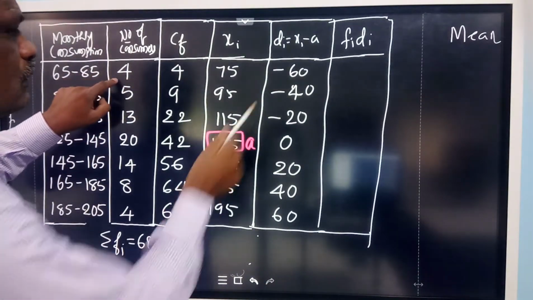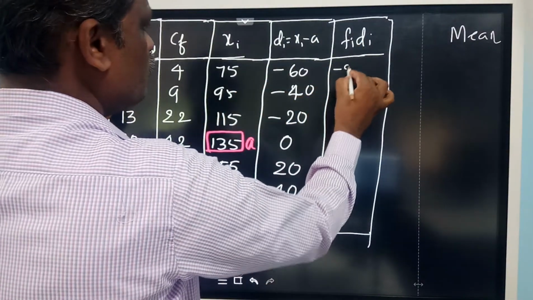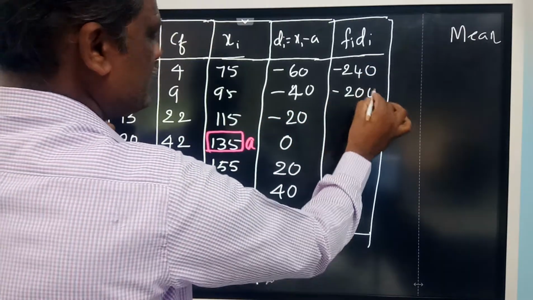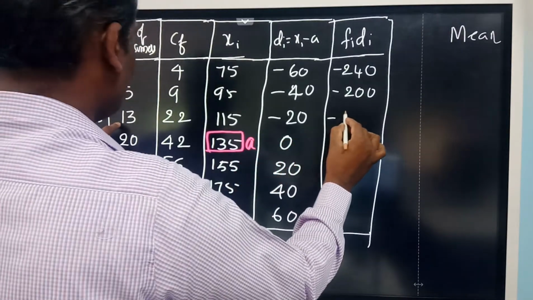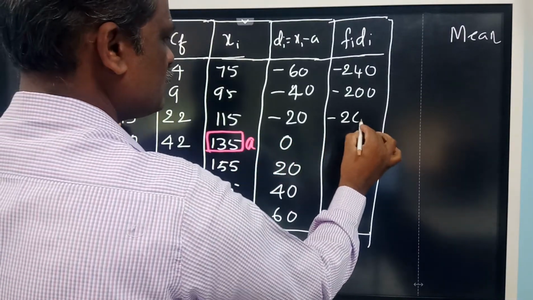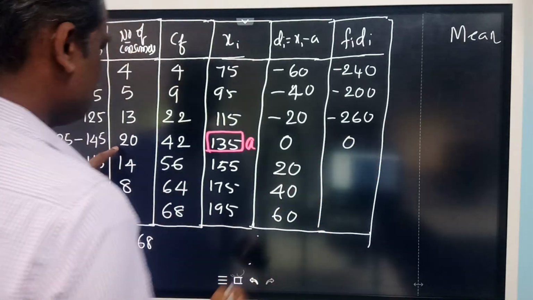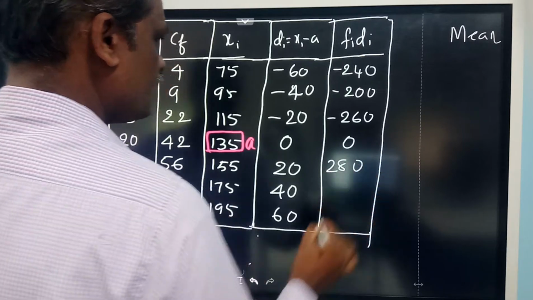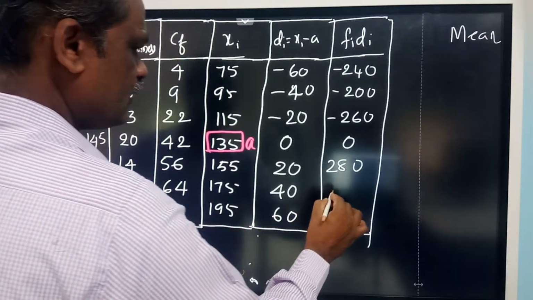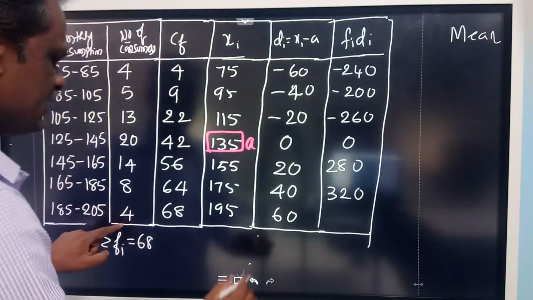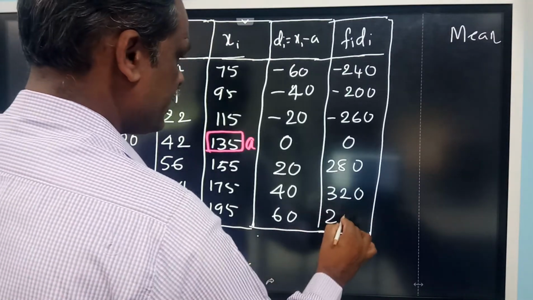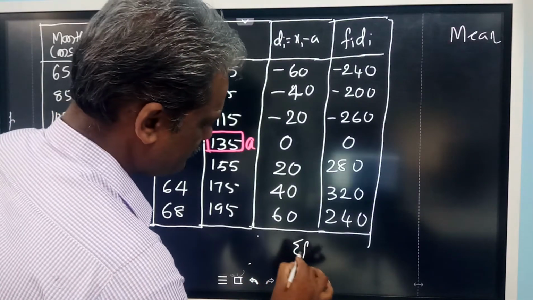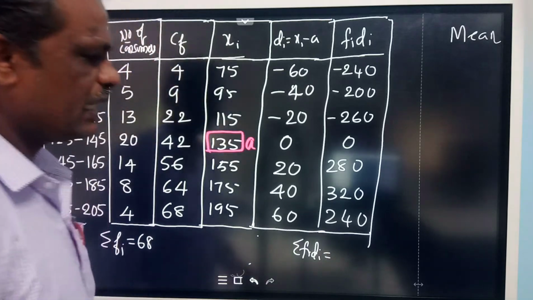Here, 4 into minus 60, minus 240. Then 5 into minus 40, minus 200. 13 into 20, 260. 0 into 20, 0. 14 into 20, 280. Then 8 into 40, 320. Then 60 into 4, plus 240. Okay, sigma fi di. So we need to add these.